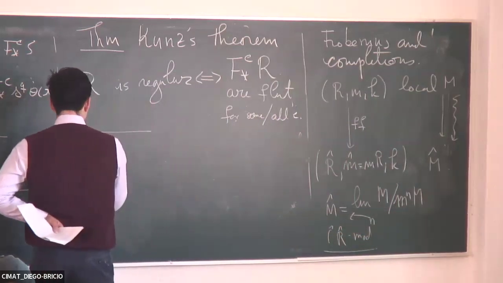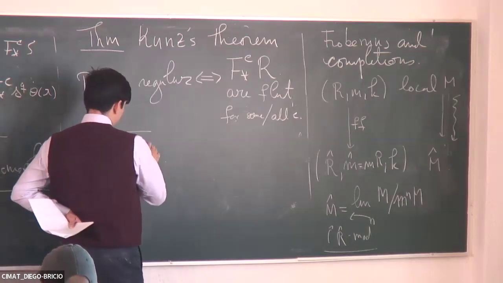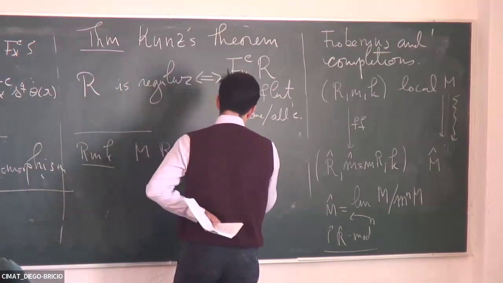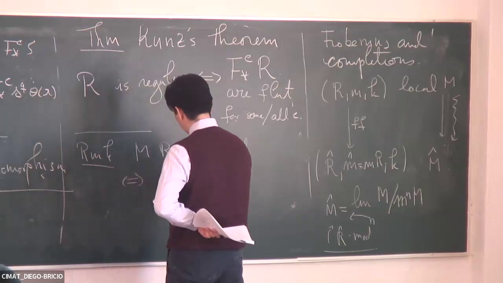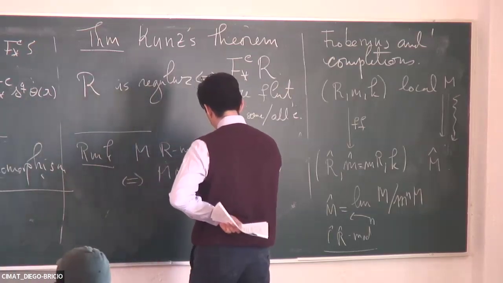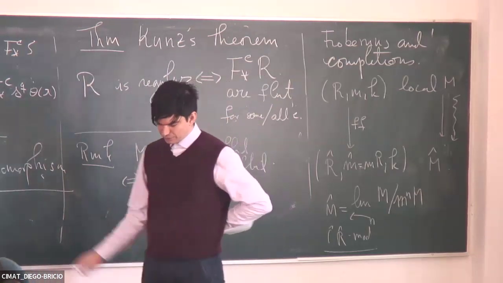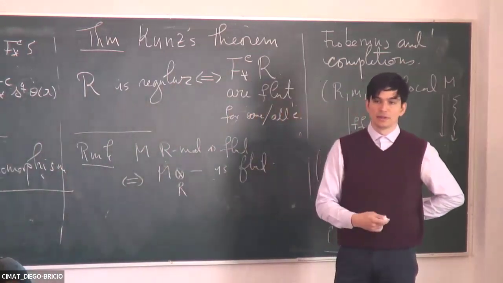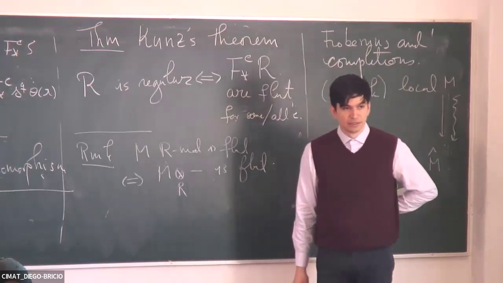So, remark. If you have an R module M, it is flat if and only if tensoring with M is flat. So in other words, the other way to think about this is to say that the Frobenius is flat. Base change by Frobenius is a flat operation. You preserve exactness. Okay.